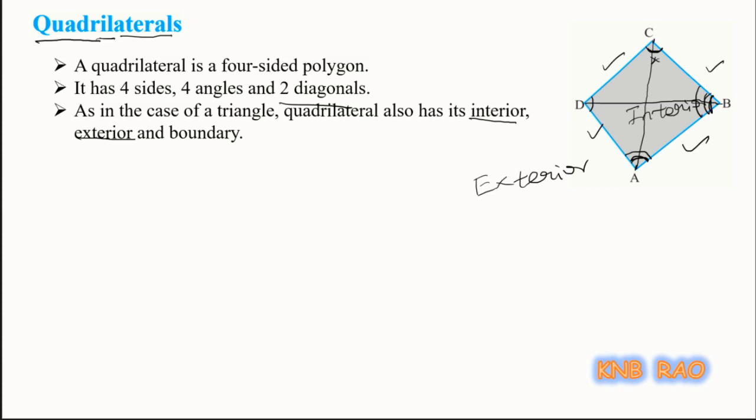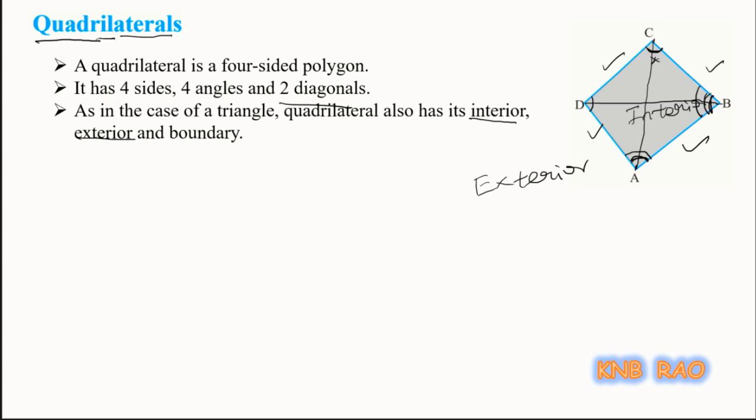And what is the third one? The third one is the boundary itself. This quadrilateral boundary, you could observe, actually the meaning of the word quadrilateral is only that boundary. It doesn't include that interior portion at all as such.